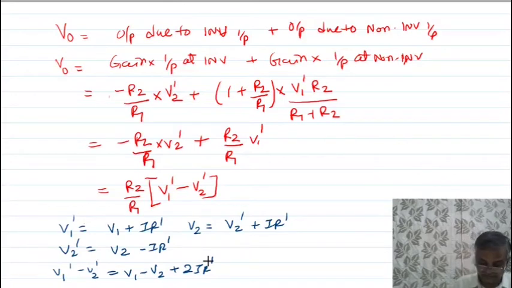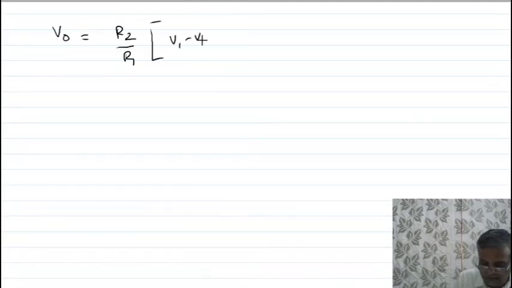So remember this, that I have to put this value here, take care. Okay, so V1 dash I got from the V1, V2 dash I got from the V2. So from these two I am finding V1 dash minus V2 dash. So this value I have to put here. Let me put this value here. So the equation of the output voltage is R2 by R1 into V1 minus V2 plus 2 IR dash.